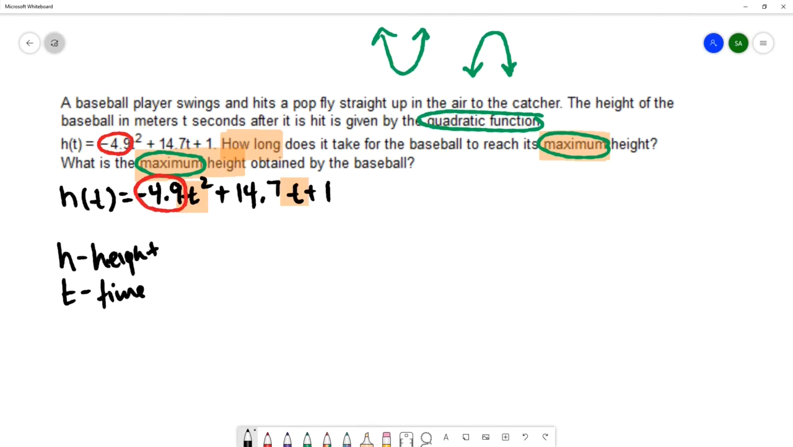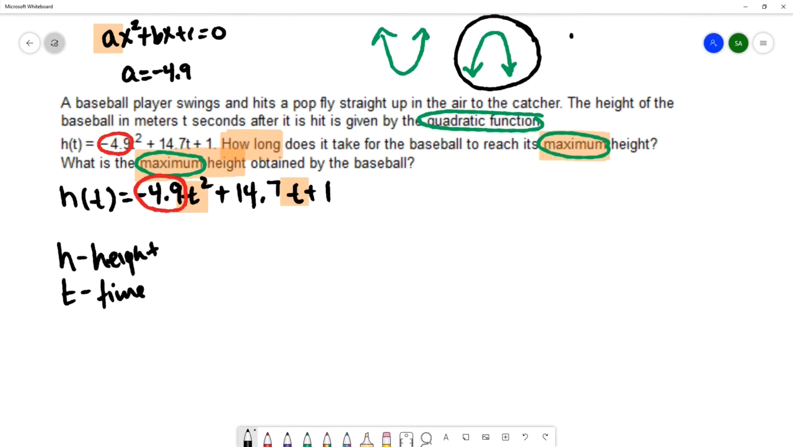What I'm referring to is that all quadratic functions can be written in this format: ax² + bx + c = 0. A is the coefficient of the squared term. And so in our example, we have a equals negative 4.9. Anytime a is negative, we know that we have a parabola that opens down like this. So a being negative 4.9, which is less than 0, means that we have a parabola that opens down.